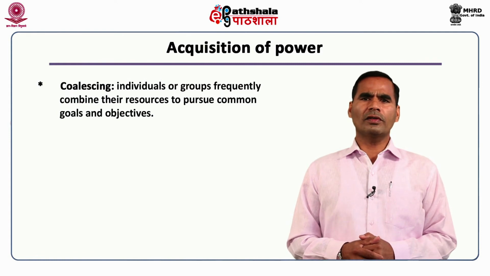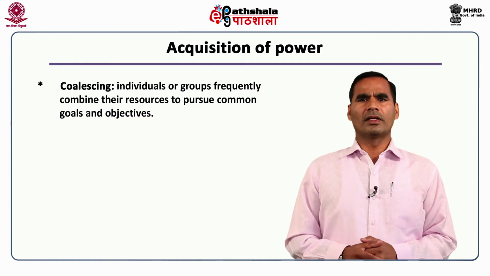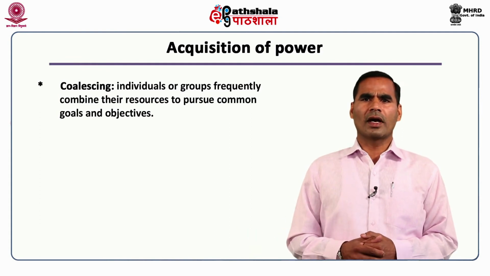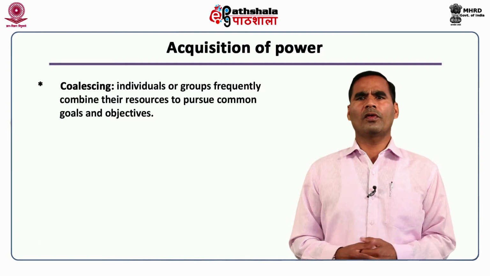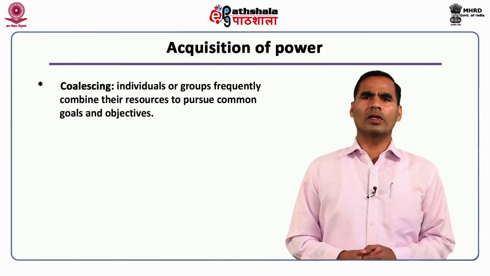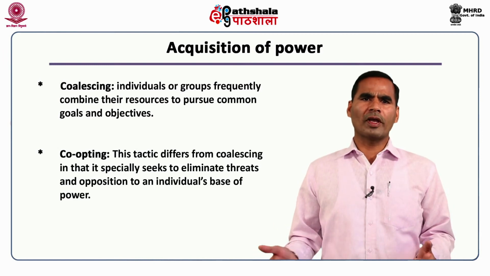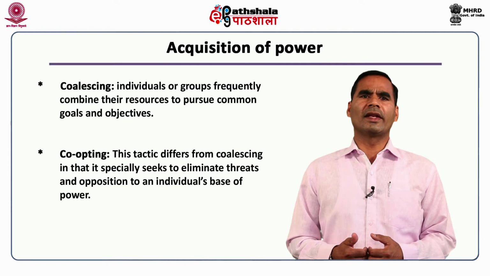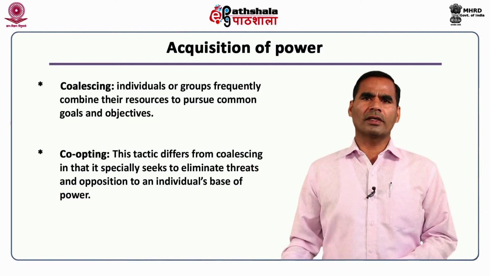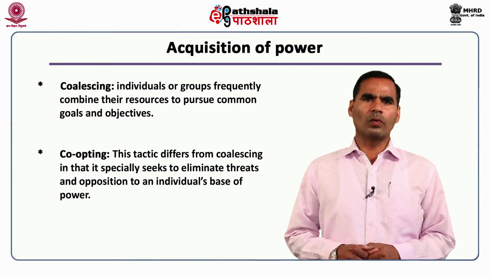Coalescing. Individuals or groups frequently combine their resources to pursue common goals and objectives. The reason for joining together in such an alliance is an increased capacity to influence achieved through greater control of resources. For example, a labor union comprises many individuals seeking to promote the collective interest of workers. Now, co-opting. It is accomplished by absorbing people or groups whose support is needed into positions of limited influence. This tactic differs from coalescing in that it specifically seeks to eliminate threats and opposition to individuals' base of power.